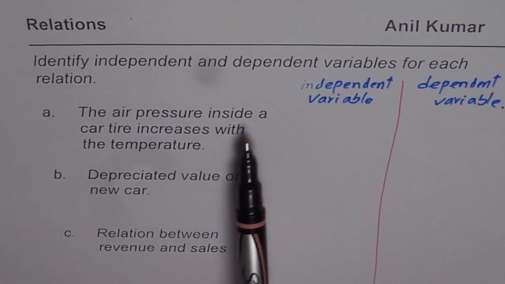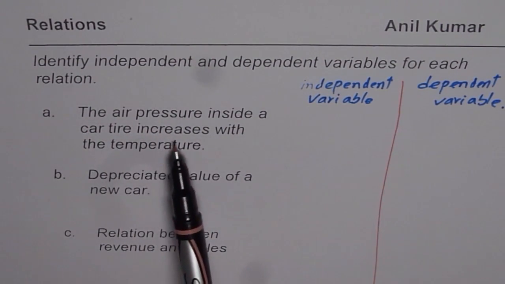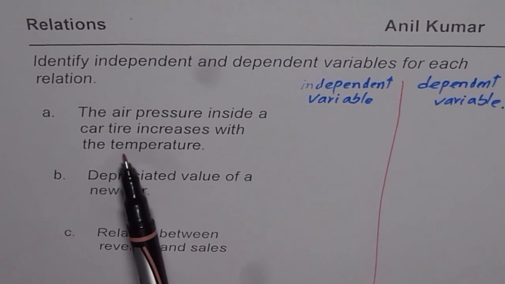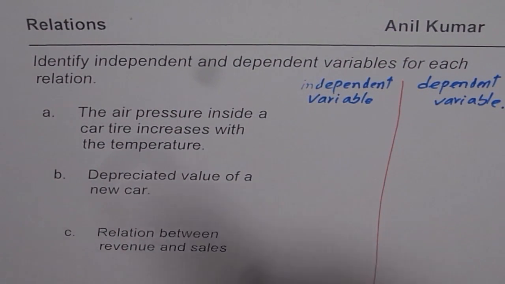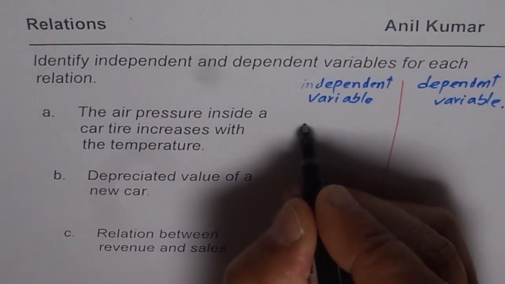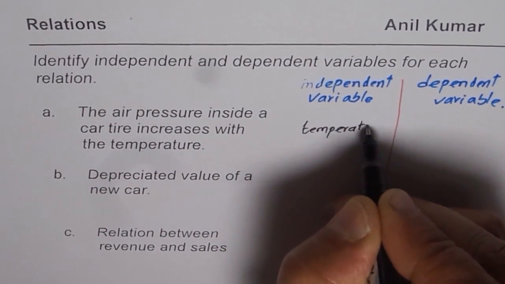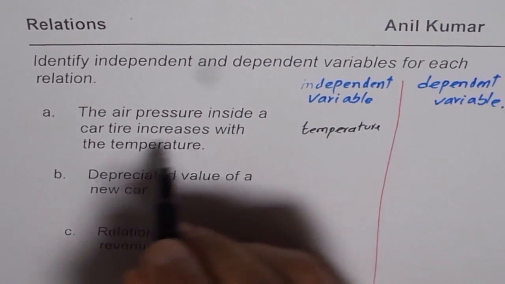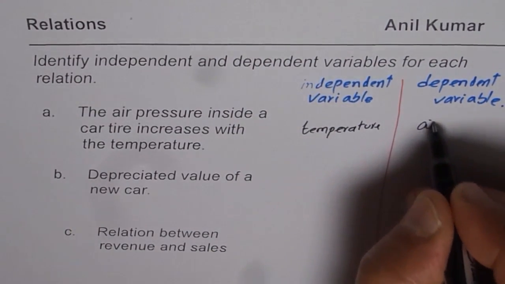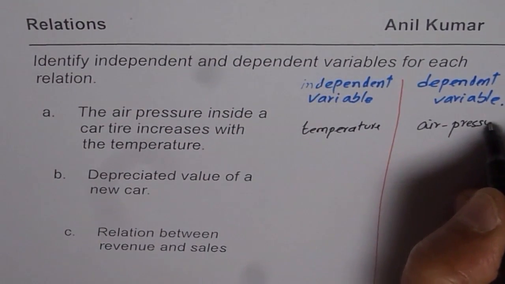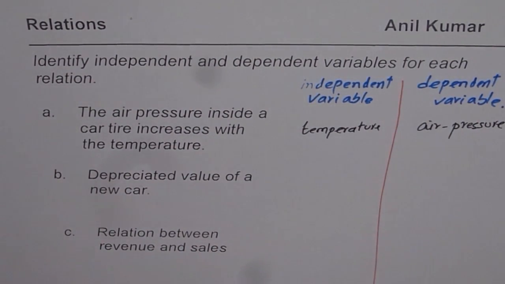The air pressure inside a car tire increases with temperature. So what is the input here? Temperature is the input. So temperature comes as independent variable. As you increase temperature, air pressure increases. So air pressure becomes dependent. So that is how you identify independent and dependent variables.